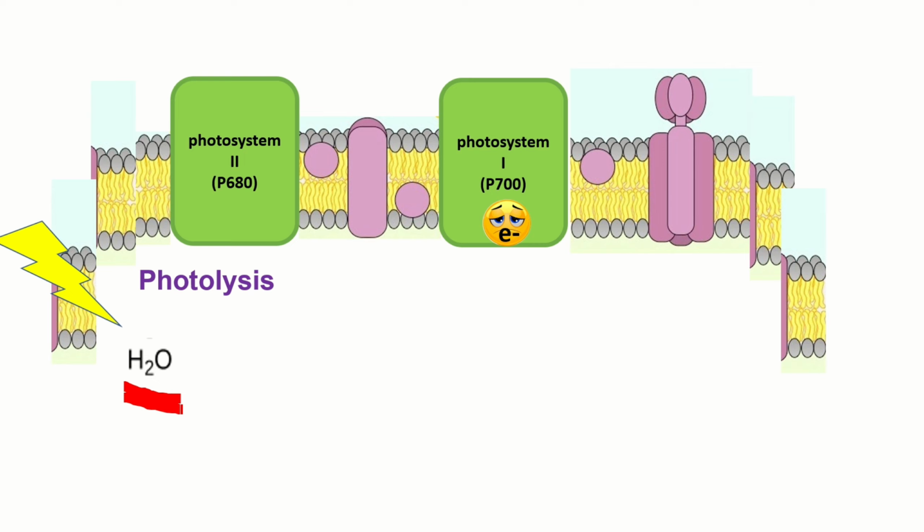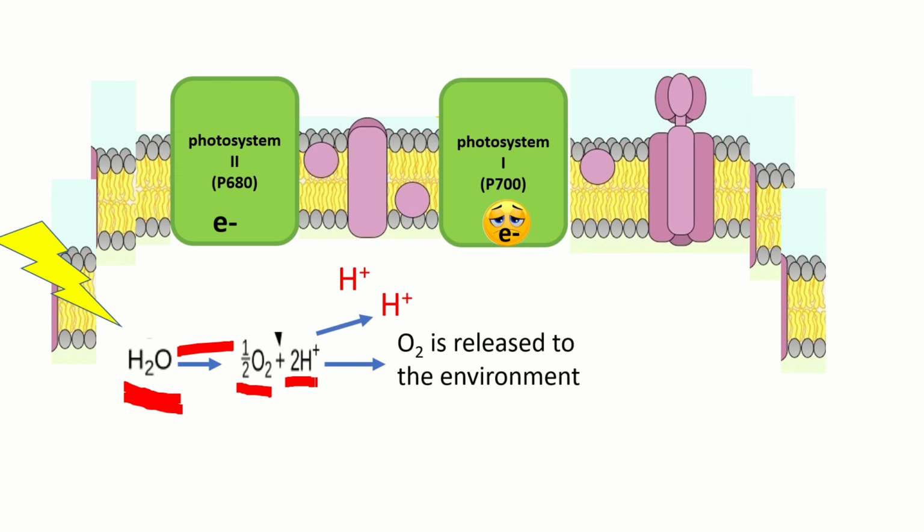Now, the products are electrons, oxygen, and hydrogen ions. Now, the electrons will go to the photosystem. However, the oxygen molecule will be released to the environment because it has no use in plants. Oxygen is a byproduct of photosynthesis. It is like the waste product for plants. That's why they release it to the environment.